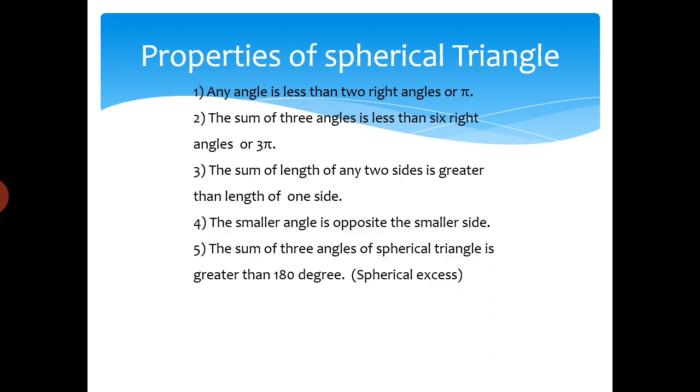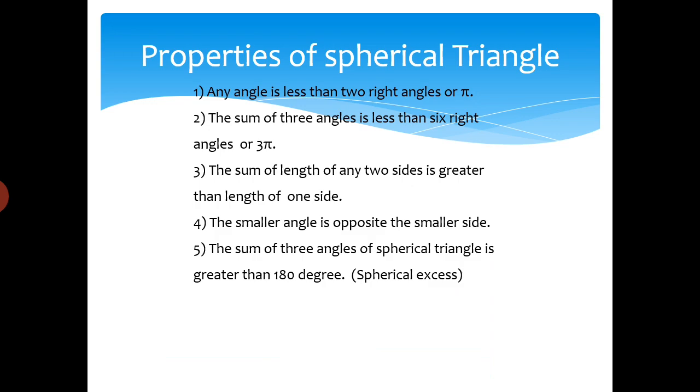Next, the sum of the three angles is less than six right angles or 3 pi. The summation of three angles should be less than six right angles. Next, the sum of the lengths of any two sides is greater than the length of the third side. That is, if we take the summation of any two sides, it should be greater than the third side, right?